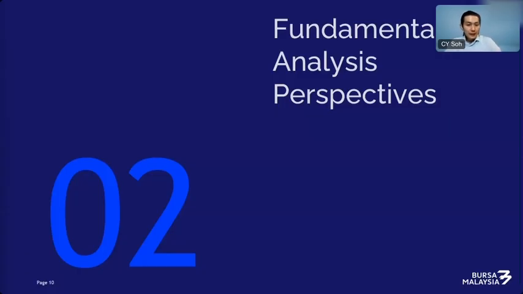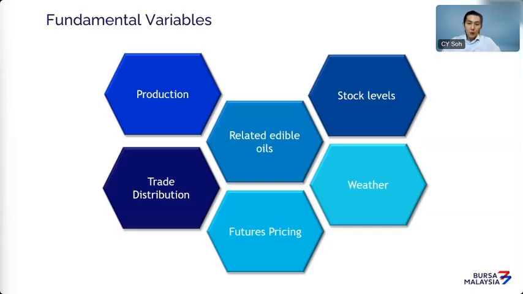So now that you have a basic understanding of which essential countries and vegetable oils to look at, let's dive into the fundamental analysis aspect. When it comes to fundamental analysis, there are a lot of variables to look at. Of course, it all boils down to 2 things, supply and demand. And here I'm going to share the 6 key fundamentals I look at to analyze the trend of crude palm oil and other vegetable oils in general. I will be going through production, stock levels of the agriculture commodities, the related edible oils, the trade distribution, the futures pricing, as well as the weather.